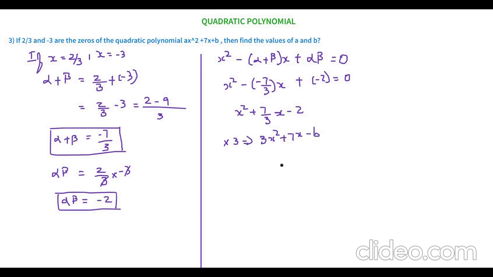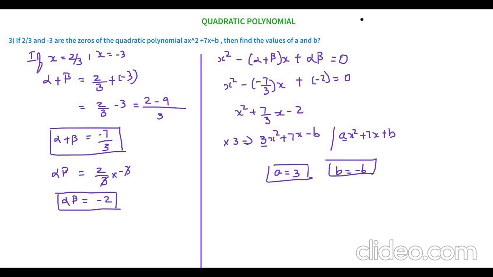minus 6. As you could compare with the equation given, what is given to us is ax square plus 7x plus b. As you could see, 7x is same, and in place of a we have 3. So a can be written as 3. And in place of b it is minus 6. The value of b is negative 6. So we have found the values. That was our question: find the value of a and b. So the value of a is 3 and the value of b is negative 6.